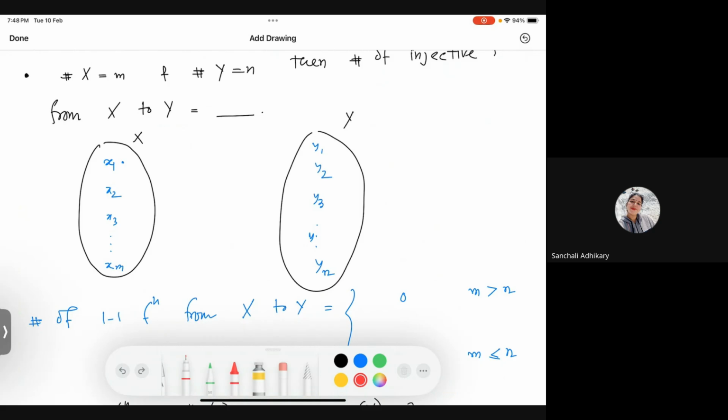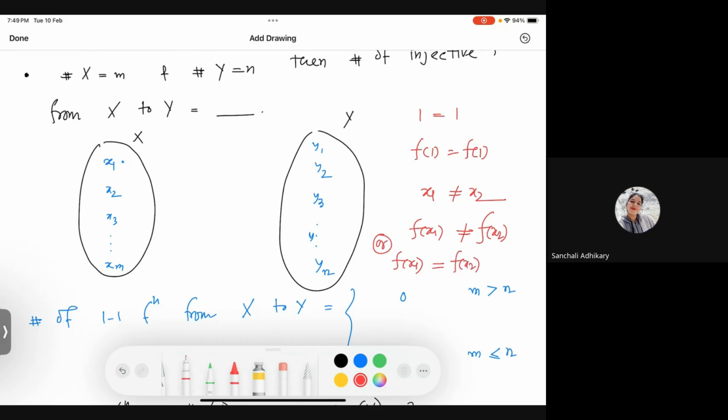If x1 equals x2, then f(x1) equals f(x2). This is very obvious. If you say 1 equals 1, then f(1) equals f(1), so this is not the definition. If you say x1 is not equal to x2, then f of x1 is not equal to f of x2. It is the meaning of a one-one function. Or you can say the opposite: if f(x1) equals f(x2), it means the elements are equal.